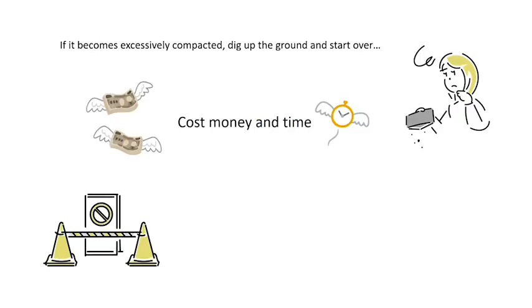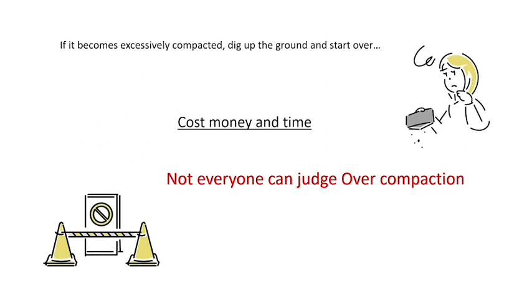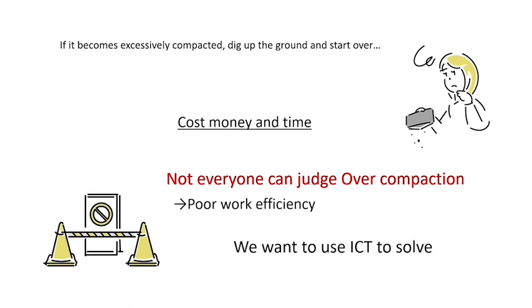If it becomes over-compacted, the only way to restore it is to dig up the ground, restore it to its original state, and then compact it again. This will cost you money and time. Until now, in order to stop the compaction before it becomes excessively compacted, we have made decisions based on the long experience of professionals.